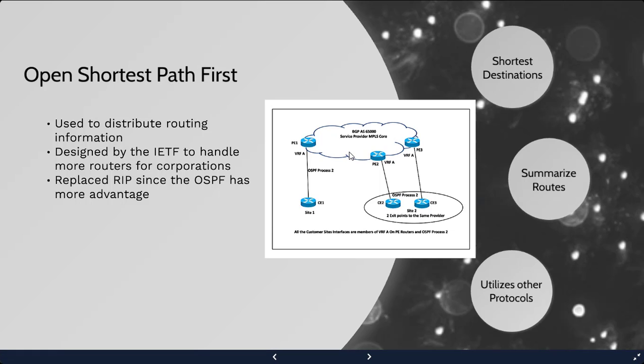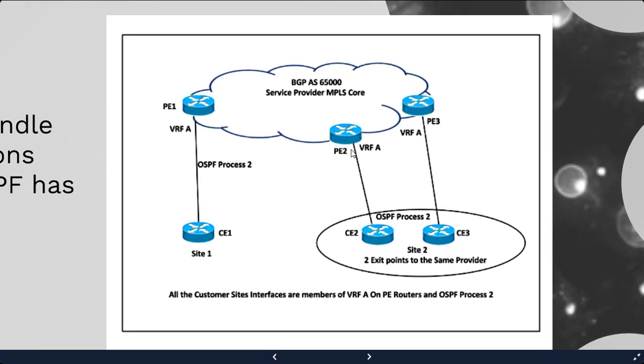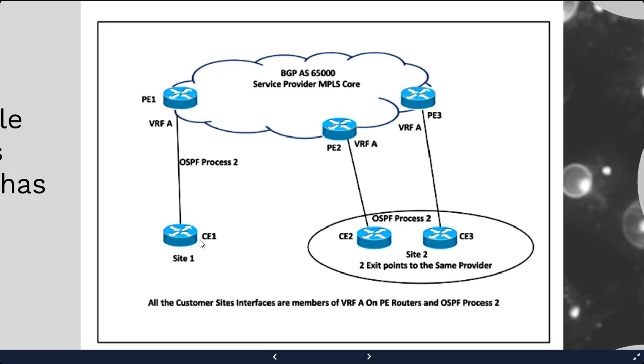Now let's take a look at an example here. So you have here site 1 CE and then site 1, site 2. You have here OSPF process 2, OSPF process 2. And when data goes to the cloud, there are a lot of routers that are connected together.